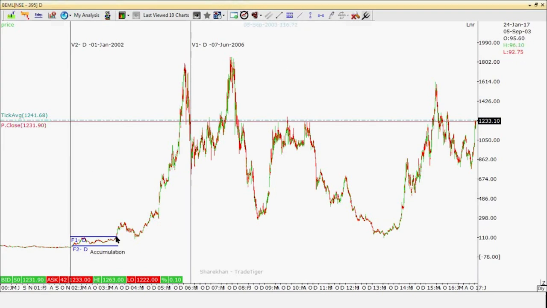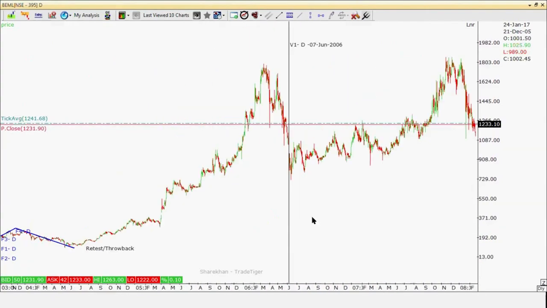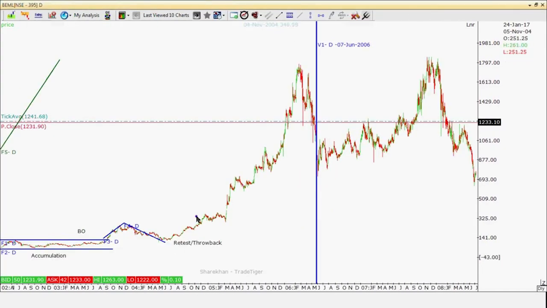So we're going to look at the accumulation distribution model of Richard Wyckoff today. Okay. So Wyckoff's accumulation distribution model contains 4 phases of accumulation and distribution. They are accumulation, markup, distribution, and markdown.